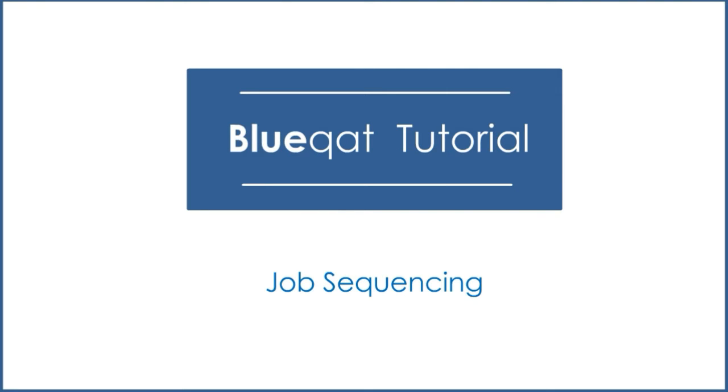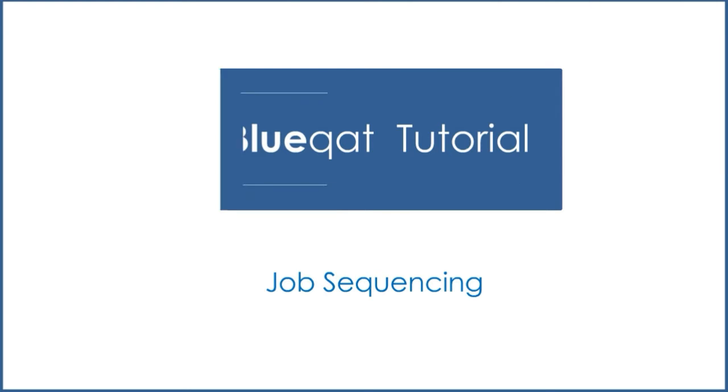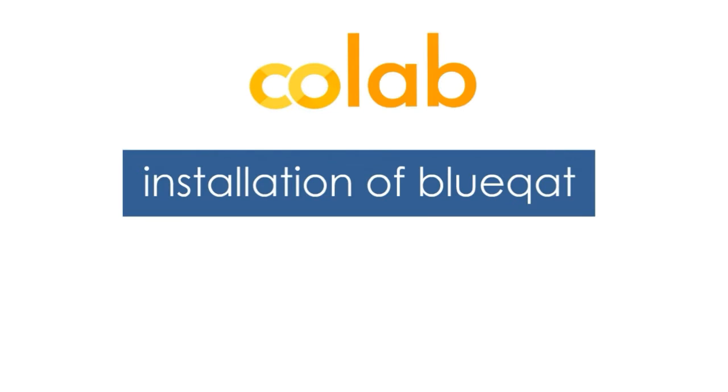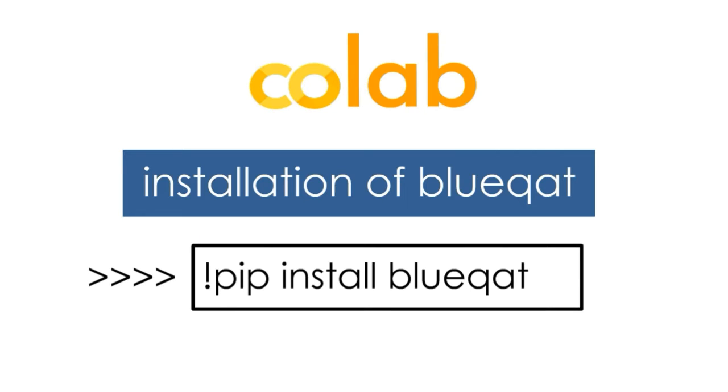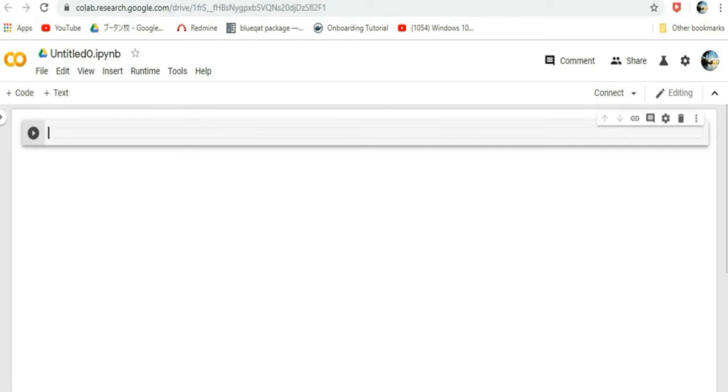In this tutorial video, we will be learning about job sequencing with integer lengths. We will be doing the coding in Google Colab. Like we did in the previous video, we will be starting with installation of Blueqat. Type the code !pip install Blueqat in order to install Blueqat.